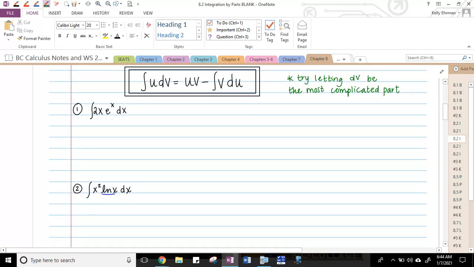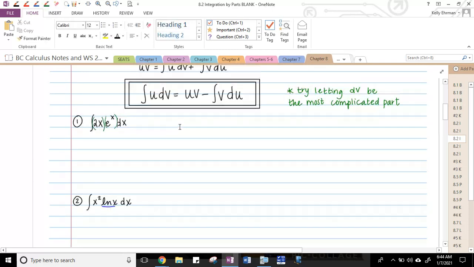I have the product of two functions. I have 2x and e to the x. Now, if u substitution were to work, I would typically let u equal x, du would equal dx, and somehow I would have a way to get rid of this 2x. If this were e to the x squared, then u substitution would work, but it's not. So since u substitution fails in this case, I need another method.